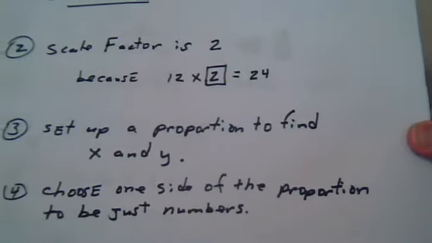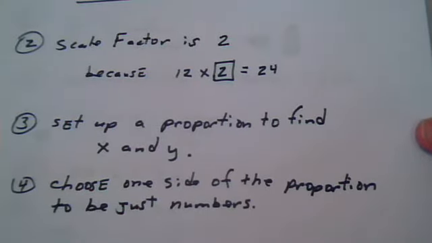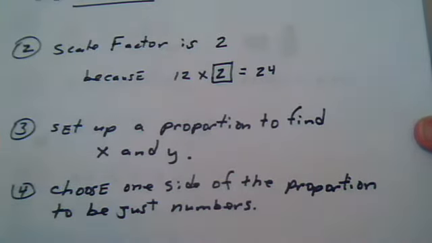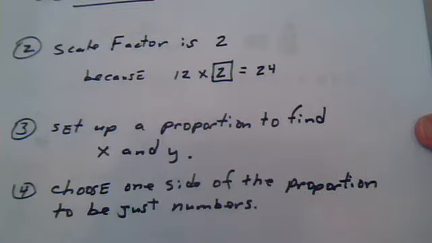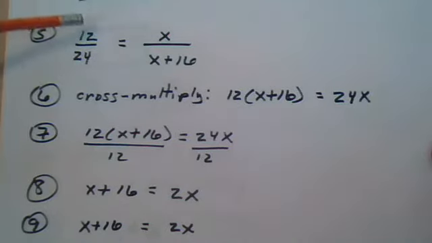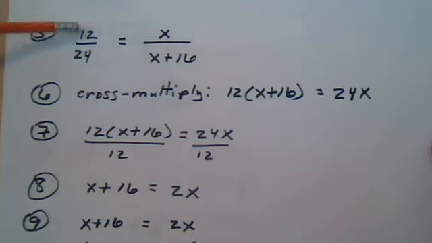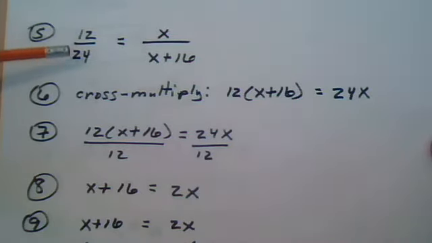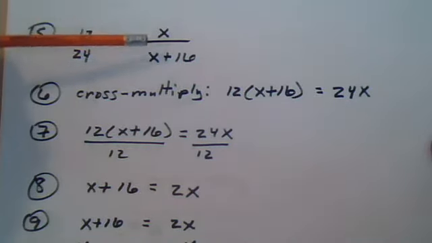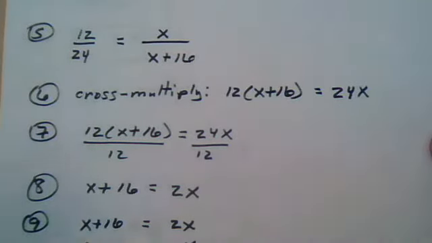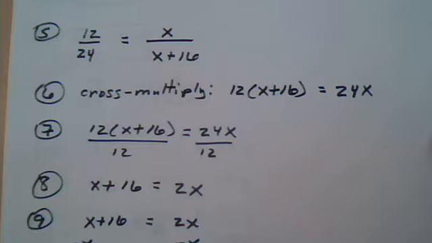And as you set up a proportion for each of the variables x and y, let one of the ratios be just numbers. So choose one side of the proportion to be just numbers. So this side of the proportion is going to be 12 over 24. So the way that 12 compares to 24 is the way that x compares to x plus 16. This is the proportion that will get us the x.